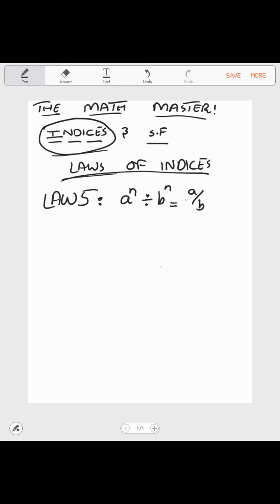I'm gonna go with this one, a over b to the whole power n. It is very simple, because when the powers are same and the variables are different, you just divide them and take the power as common.